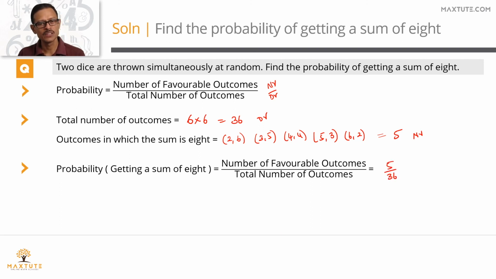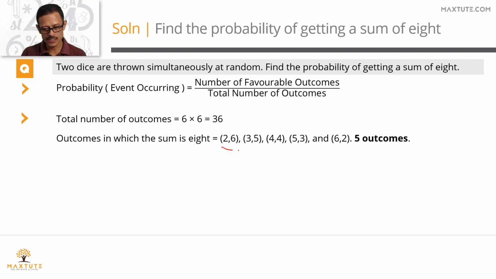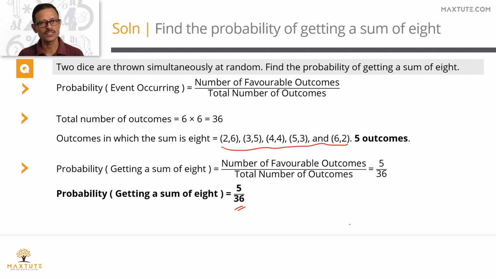Again, a simple question. Quickly summarize it in a printed form. Total number of outcomes is equal to 6 times 6, which is 36. Favorable outcomes are these 5 outcomes. Required probability is equal to 5 upon 36.